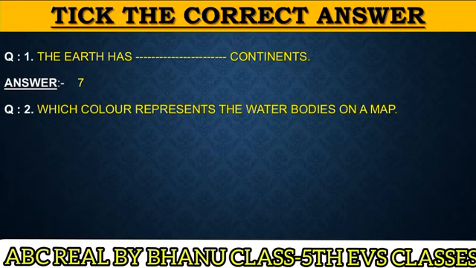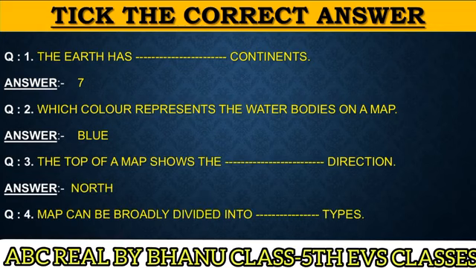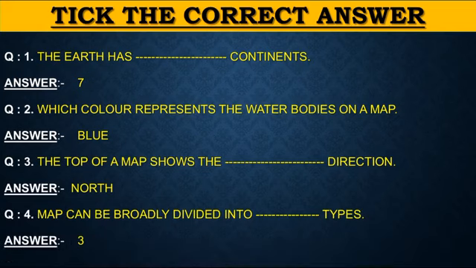Question number 2. Which color represents the water bodies on a map? Answer of this question is blue. The blue color represents the water bodies on a map. Question number 3. The top of a map shows the dash direction. Answer of this question is north. Last question of pick the correct answer is map can be broadly divided into dash types. Answer of this question is 3. Maps are divided into 3 types.